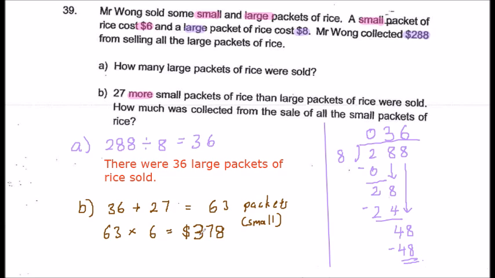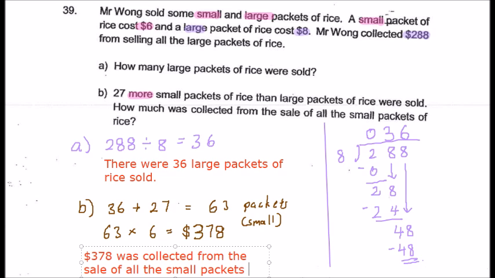Okay. Bella, is this your answer? Okay. Then can we just write down the statement? How much was collected from the sales of the small packets of rice? Then you just say $378 was collected from the sales of all the small packets of rice.